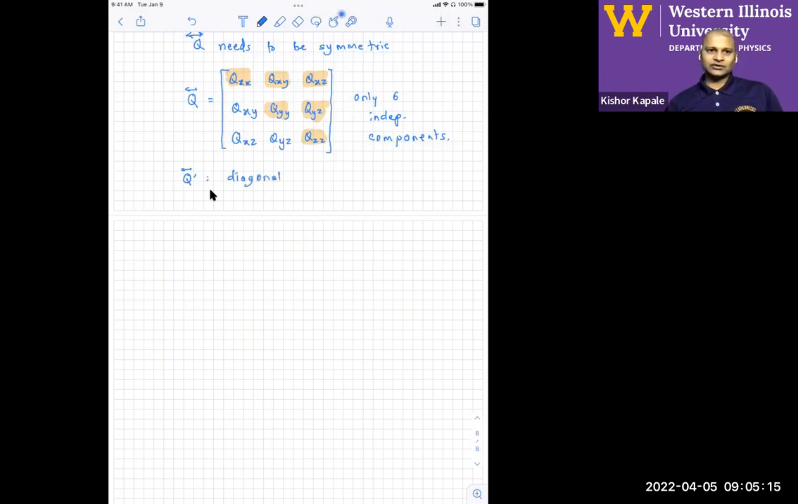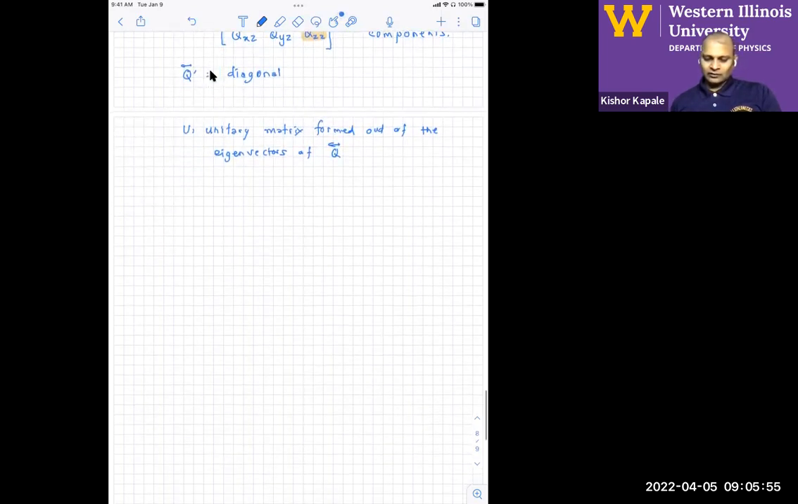And how do you do that? First, of course, the idea is the same. You find the eigenvalues and the eigenvectors of the Q matrix. It's just a matrix. It has just simple values. And then construct U, which is a unitary matrix formed out of the eigenvectors of Q, right? So when you do that, you get that.